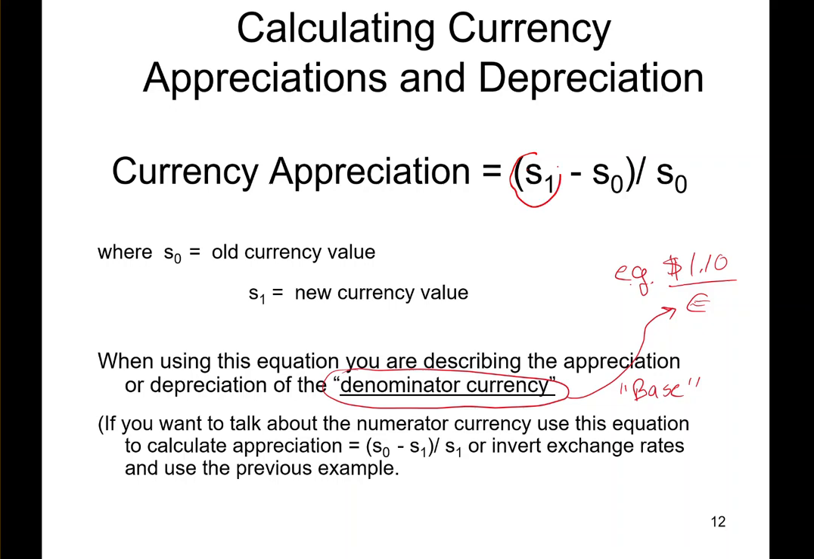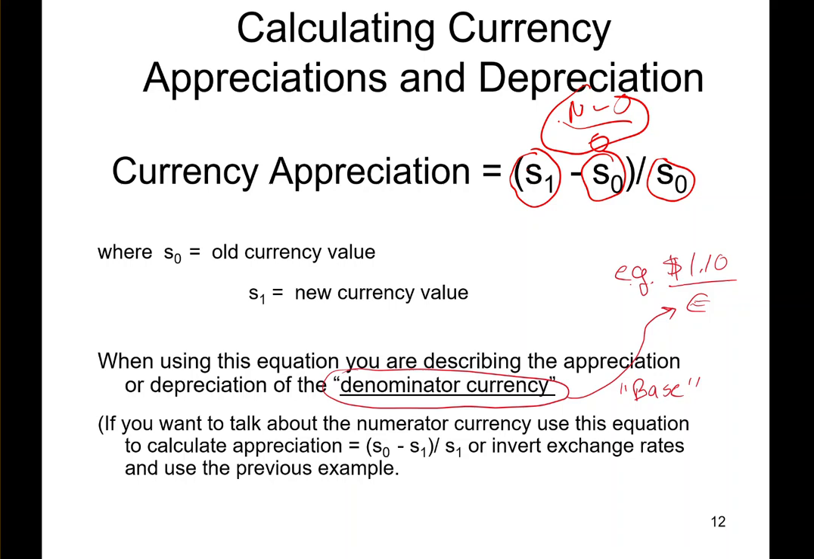If you look at this formula, it's the new exchange rate minus the old exchange rate over the old exchange rate. So it's the classic percent change formula, new minus old over old value. However, there's direct and indirect exchange rates, so it's not so clear. When you use this percent change formula, new minus old over old, it's telling you what would be the appreciation or depreciation of the base or denominator currency.